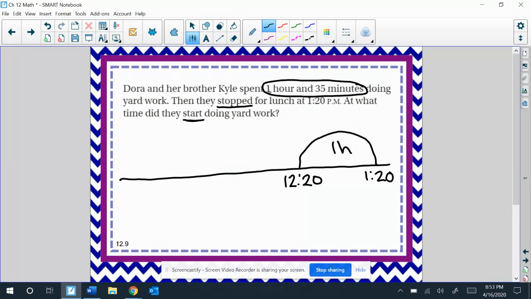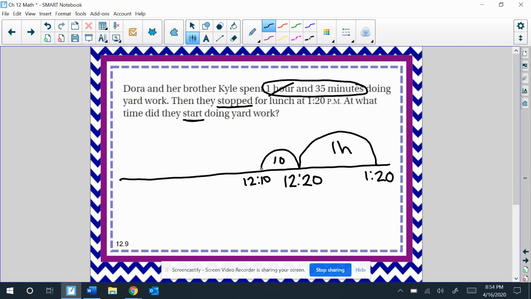Now I have 1 hour done. I need 35 more minutes. I can jump by fives, I can jump by tens, I can jump by half an hour, but I cannot jump by 40 minutes because that's past the time. I like to jump by tens. So I'm going to go backward by 10. Subtract. I don't touch my hour hand. I only do my minute hand right now. So 10 minus the 20 gives me 12:10. I want to write that down because I don't want to forget these numbers.